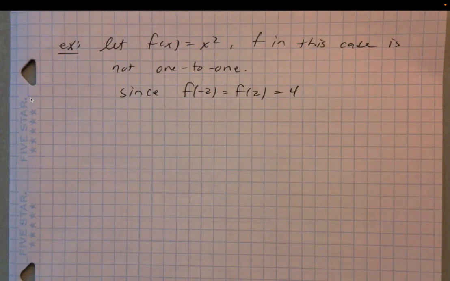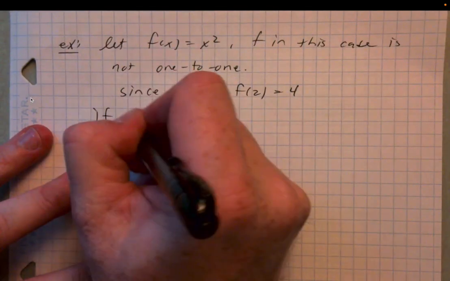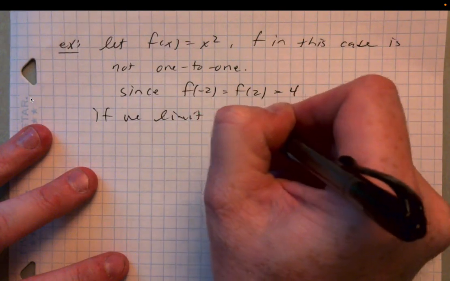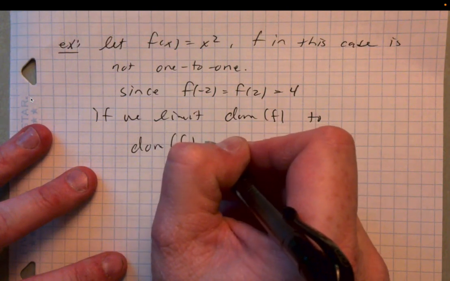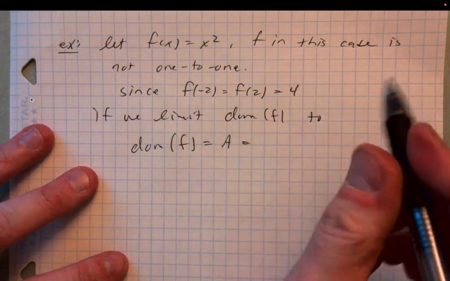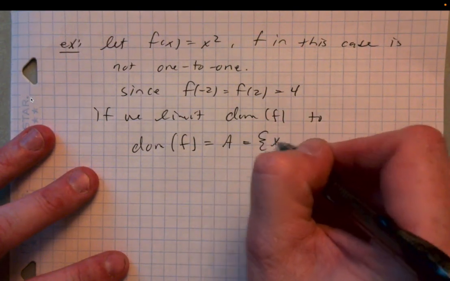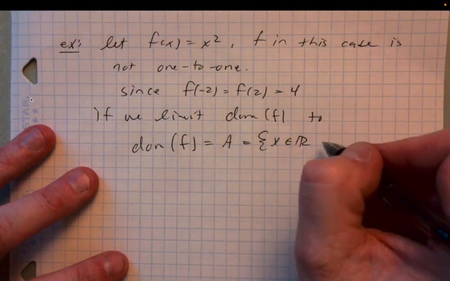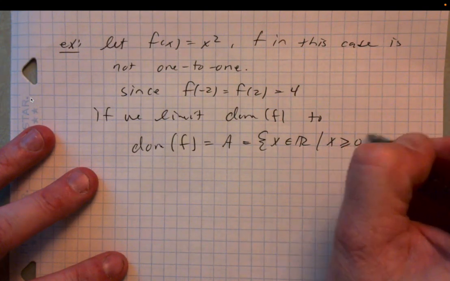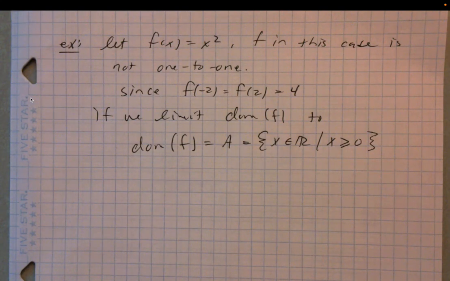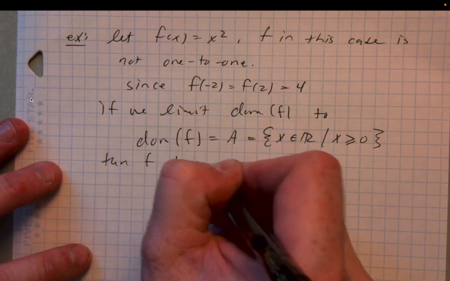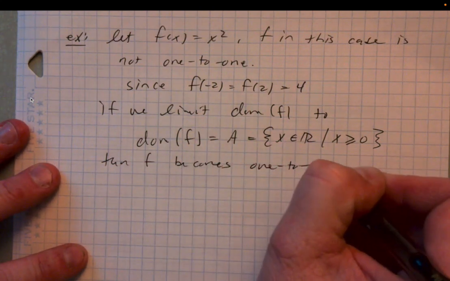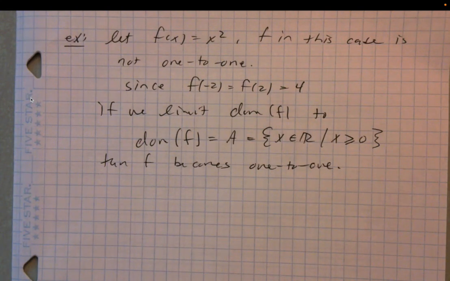But if we were to limit the domain of f, let's say we want to say instead that the domain of f, and we'll denote it with the letter A, the set A, is all the real numbers such that x is greater than or equal to 0. All right, so all the real numbers greater than or equal to 0. In this case, then, f becomes 1 to 1. And so we can show that f is 1 to 1.